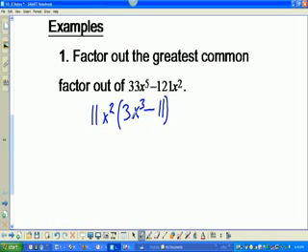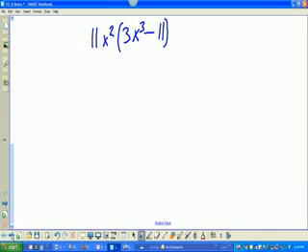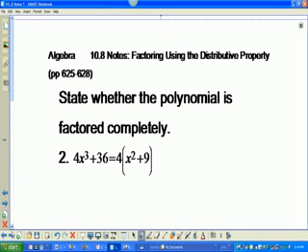Now, does 3x cubed minus 11 factor? No, nothing goes into both terms. I can't multiply two binomials that have integer coefficients that will give me this answer, so I'm done factoring that problem. Now, I want to see if I can factor this polynomial completely.